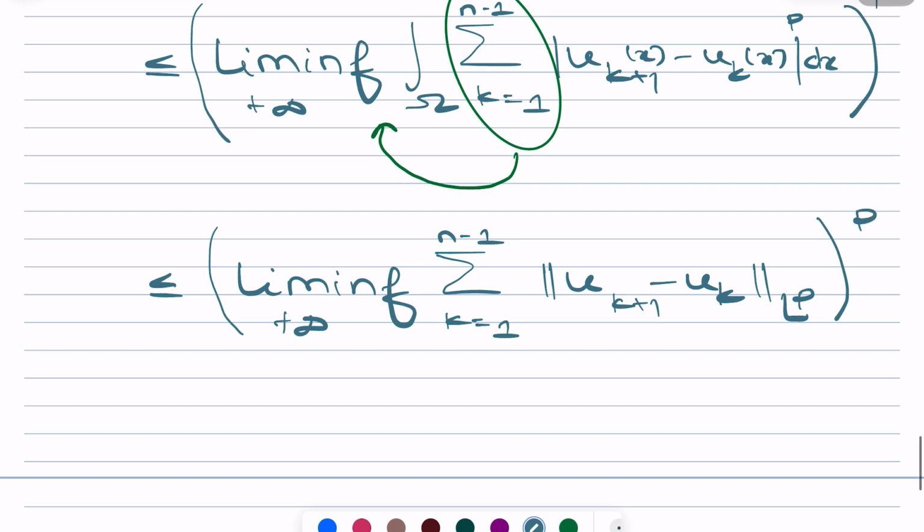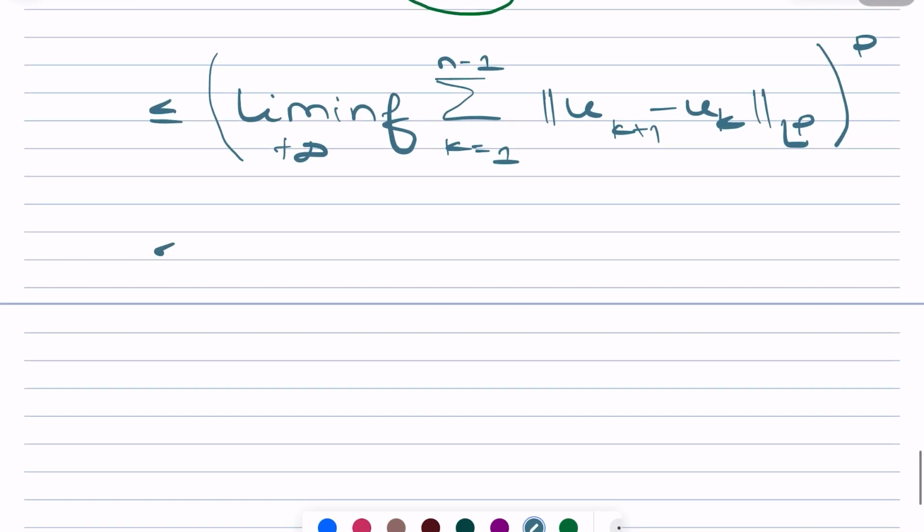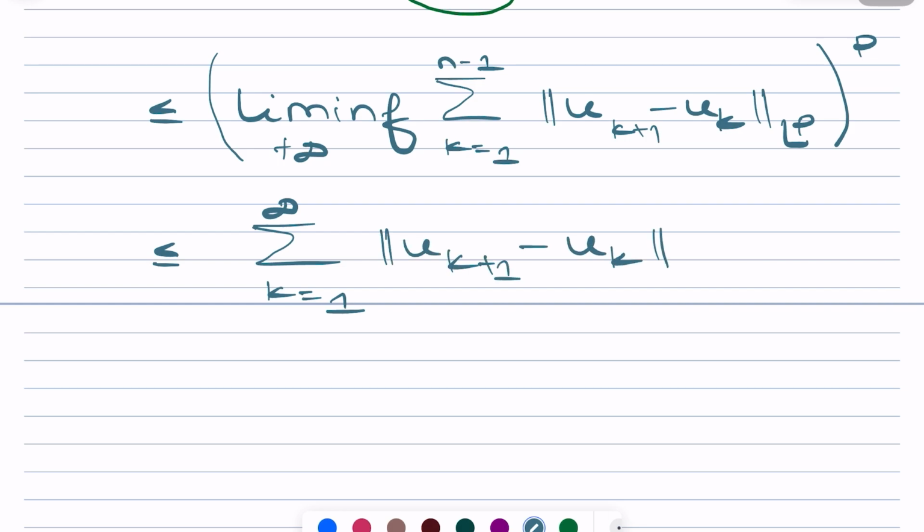And now what you can do is actually increase the summation up to infinity. So this is also equal to this LP norm here, of course with everything still raised to the power p.